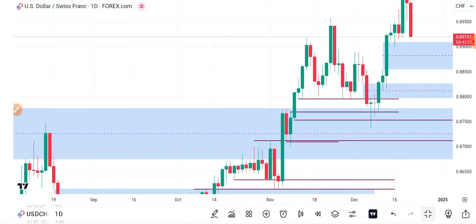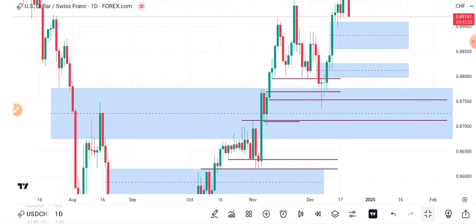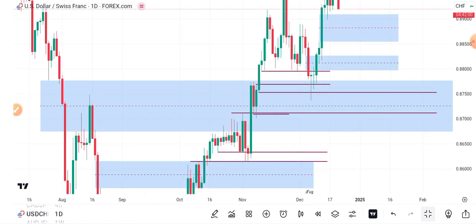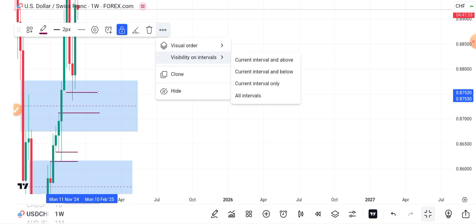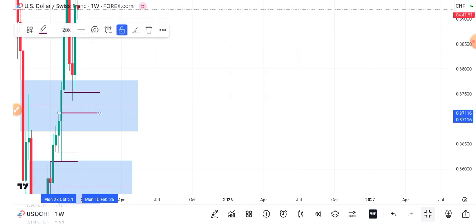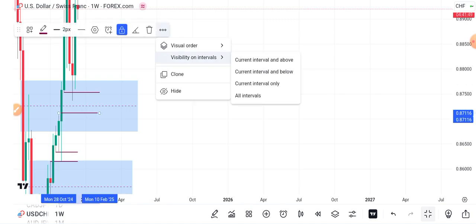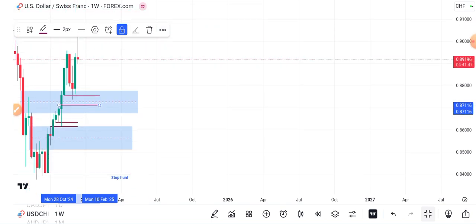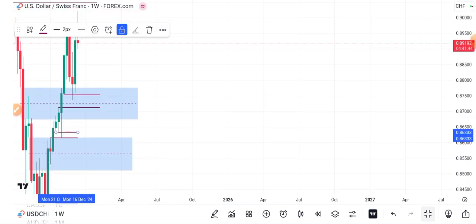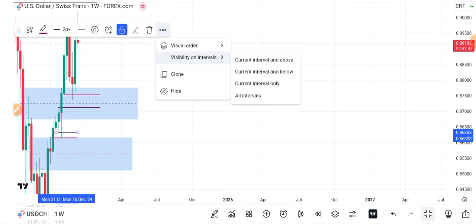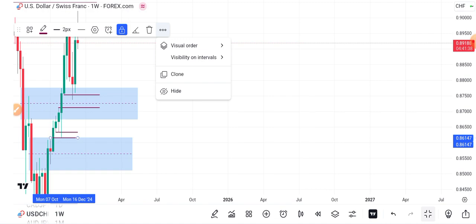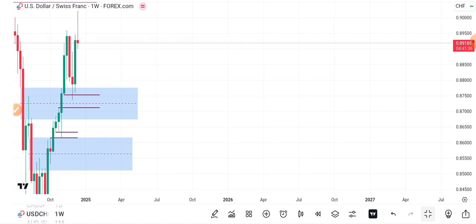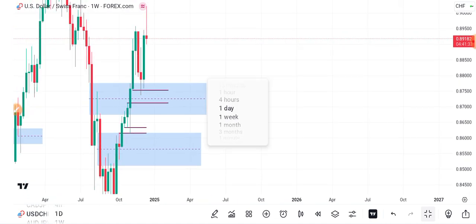Now this is a daily time frame, and all our levels are just showing here. Let me go back to weekly. I need to undo some stuff here. So this one should only be seen here. Yes, I want that one to be seen there only, and then this one should be seen here only. Okay, let's now go back to the daily time frame.